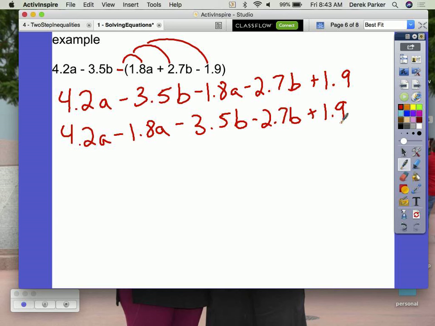Now, I combine like terms. 4.2 minus 1.8 is 2.4a. Negative 3.5 minus 2.7, and I get minus 6.2b plus 1.9. I cannot combine like terms any further. I am finished.